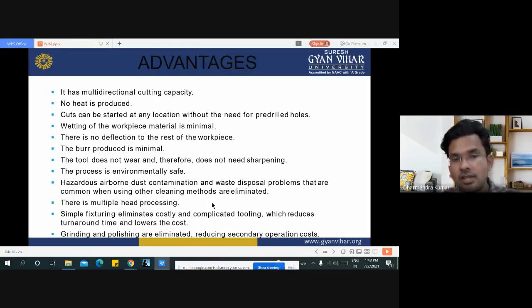The tool does not wear and therefore does not need sharpening, because we are not directly using any cutting tool in the water jet machining process. The process is environmentally safe. Hazardous airborne dust contamination and waste disposal problems, which are common with other cleaning methods, are eliminated. There is multiple head processing. Simple fixturing eliminates costly and complicated tooling, which reduces turnaround time and lowers the cost. These are the various advantages of the water jet machining process.